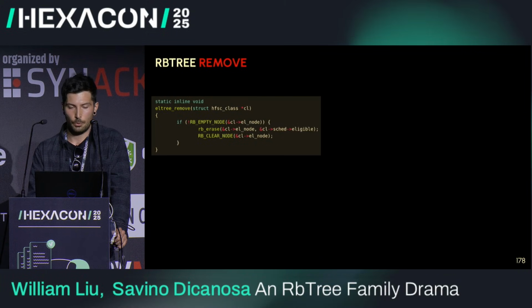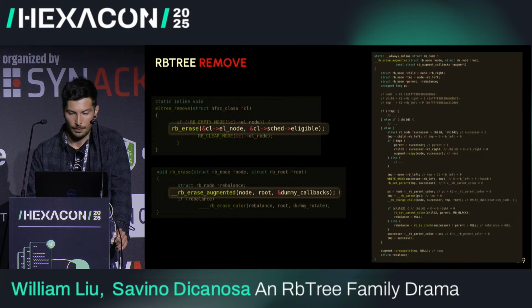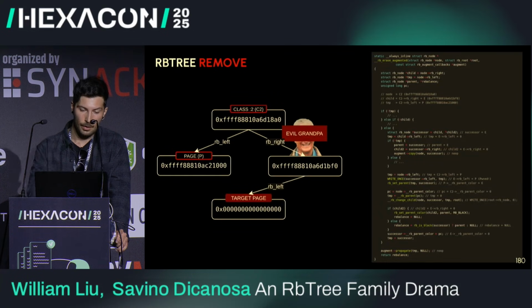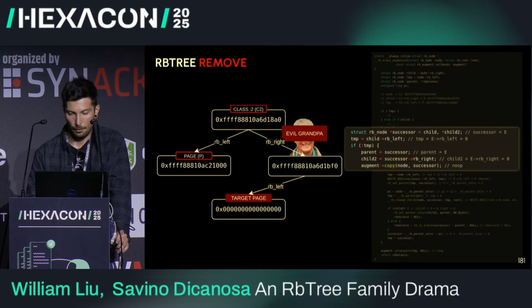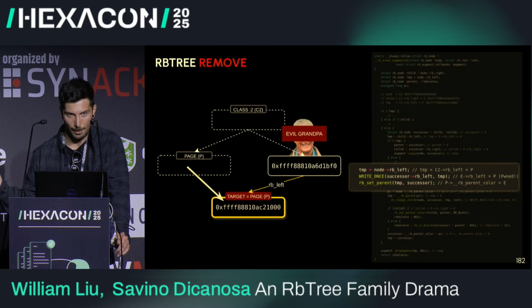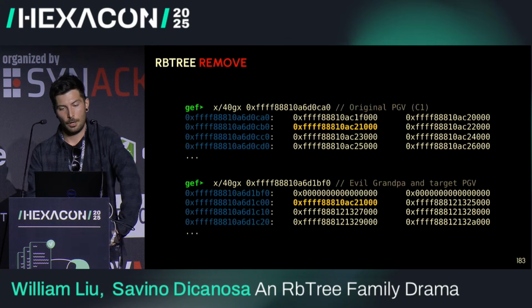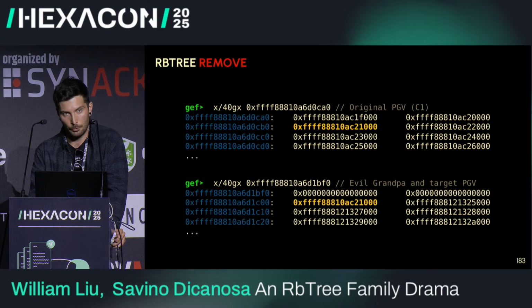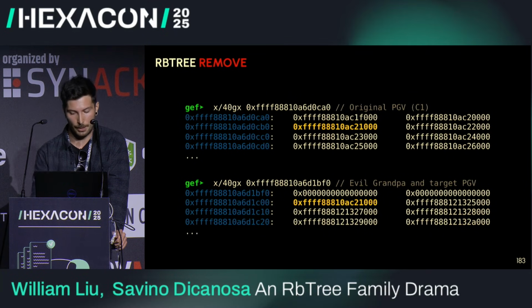Now, this is the last step. We just want to remove class 2 from the tree. Now, if we remove class 2, first of all, evil grandpa becomes the designated successor node. And then the pointer is copied. We just trigger the pointer copy primitive because page B address is copied and becomes evil grandpa's left child, as you can see. So now we have a very powerful primitive because we just cause a page pointer duplication. As you can see here, the page B address is actually now in 2 different page vectors, in the original page vector and in the target page vector.